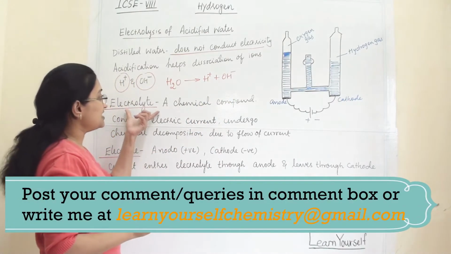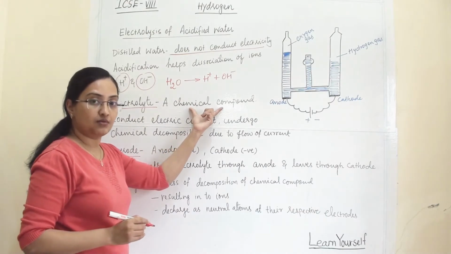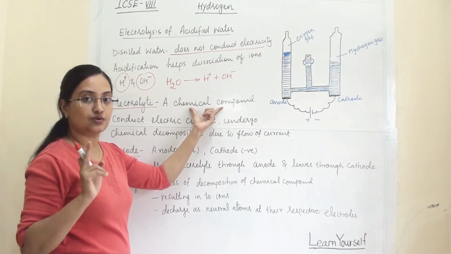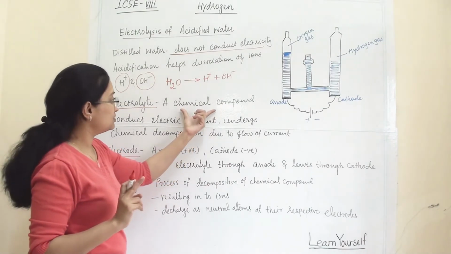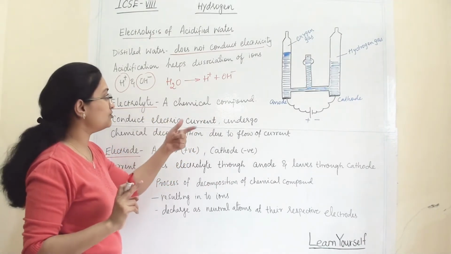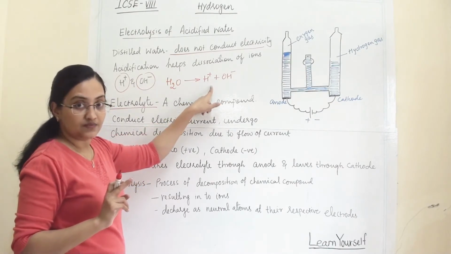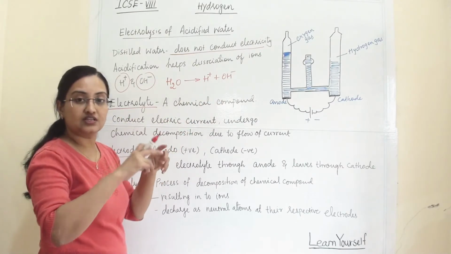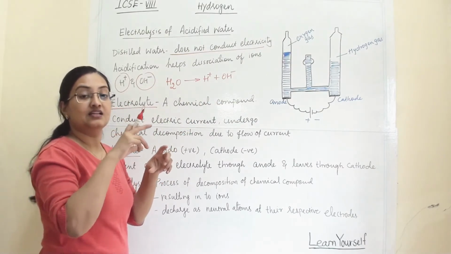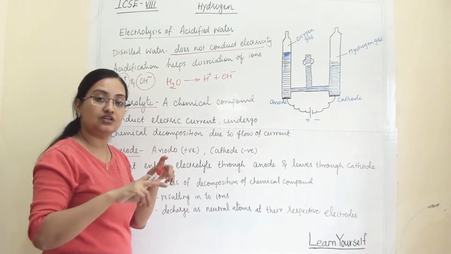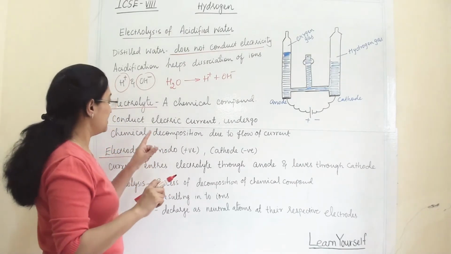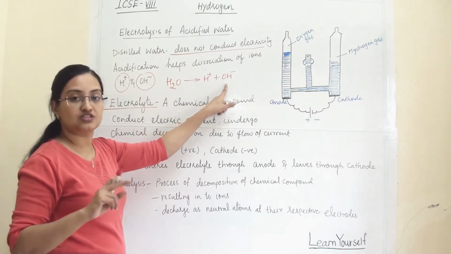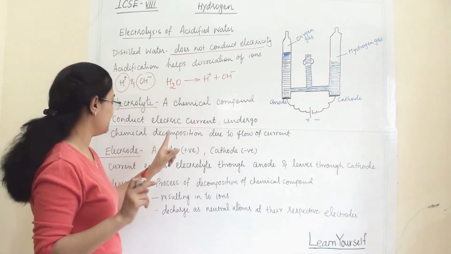So water will decompose into H plus and OH minus. So an electrolyte is any chemical compound which can dissociate and conduct electricity. When it dissociates, it has to be in a molten state or a liquid state, then only can the flow of ions be possible. Once they dissociate, they give us ions, which are responsible for the passage of electricity.